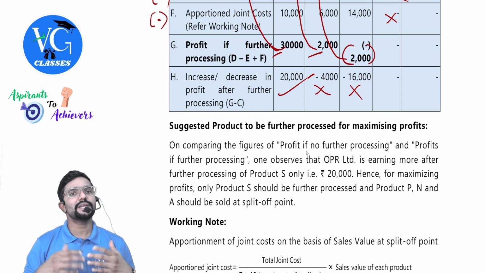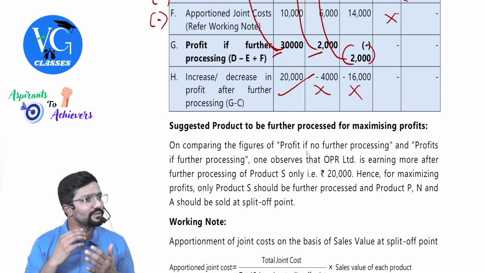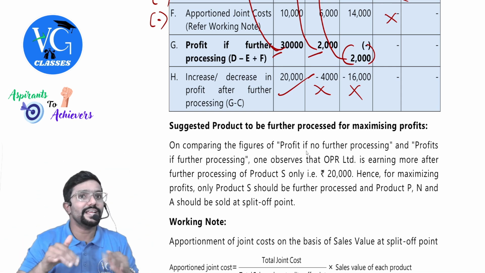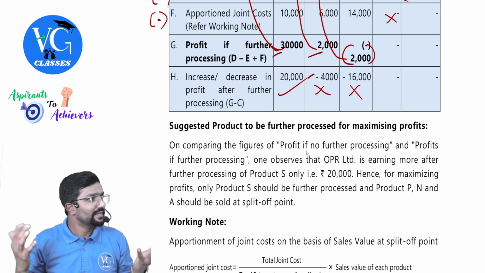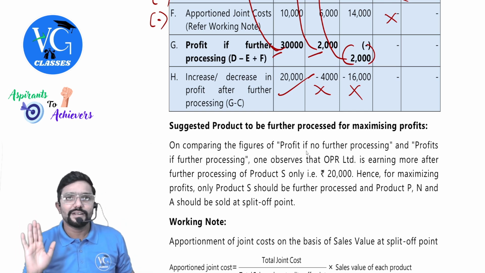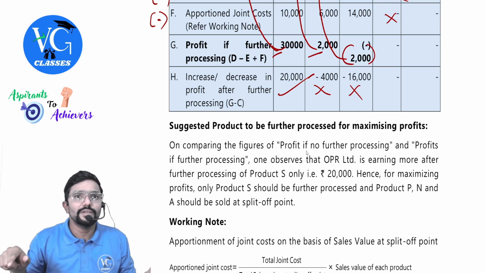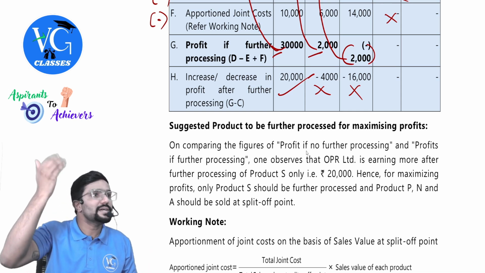Clear? And please be careful. Even if it is a loss, we should see after further processing, will my loss increase or decrease? If it decreases, good. If it increases, not good. Clear? Because sometimes both the places it is a loss, sir. What will I do? Still you have to make the decision. Will my loss increase or will my loss decrease?